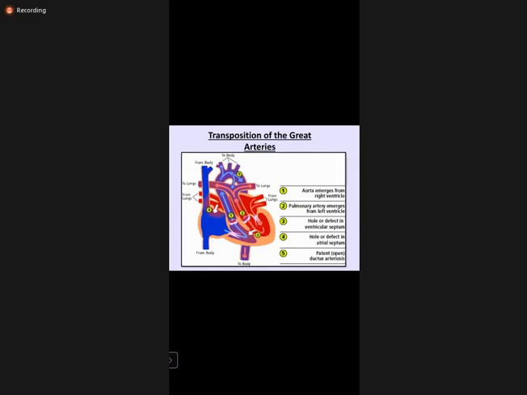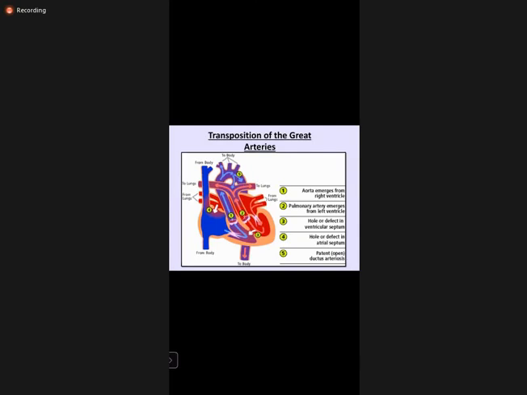So this is a very complicated type of pathology. Without ASD or VSD or PDA, it is not possible for the child to survive. So there is always a connection between the right and left ventricle. And the treatment option for transposition of great arteries is called arterial switch operation.